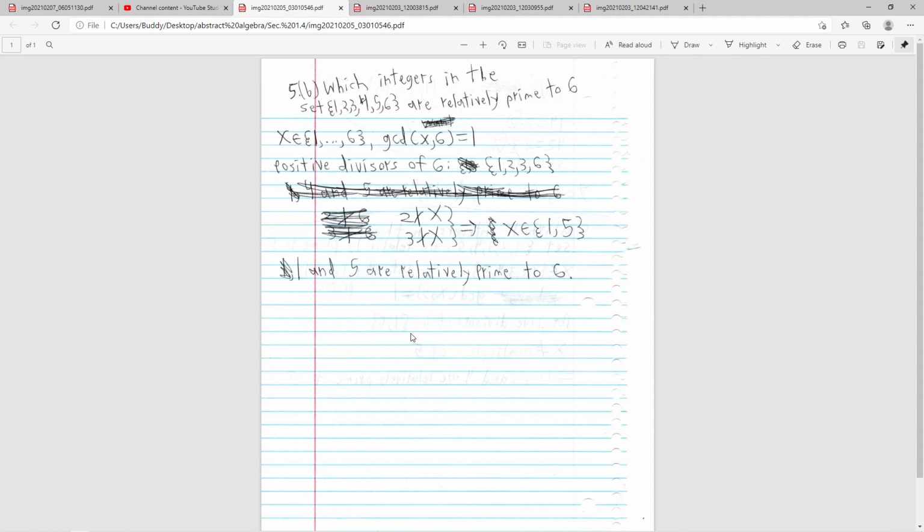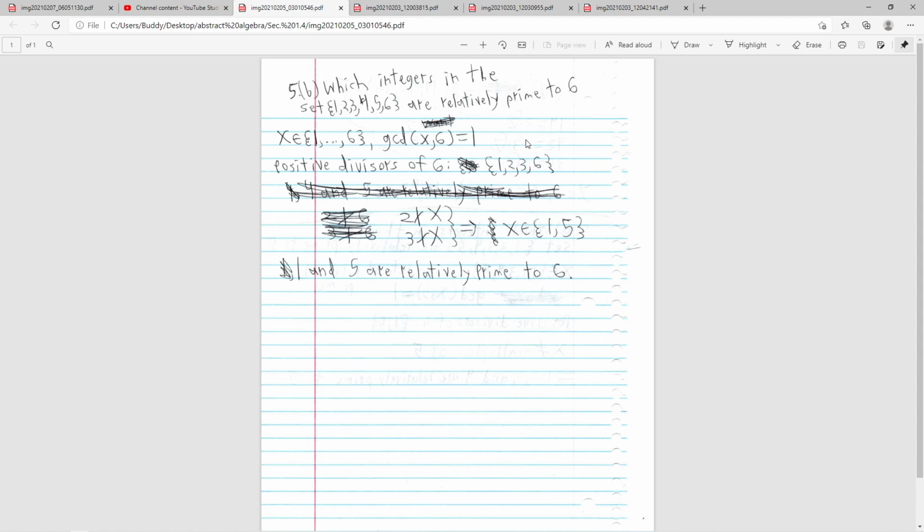Now for 5b, which integers in the set 1, 2, 3, 4, 5, 6 are relatively prime to 6? X is in 1 to 6. GCD of X and 6 equals 1, because that's what relatively prime means. The positive divisors of 6 are 1, 2, 3, and 6. So 2 does not divide X and 3 does not divide X. So X is in 1 and 5. So 1 and 5 are relatively prime to 6. Basically that's all we're saying.